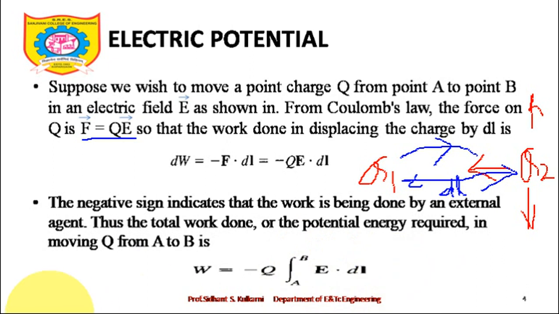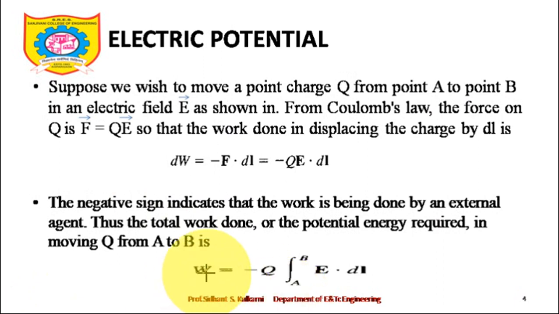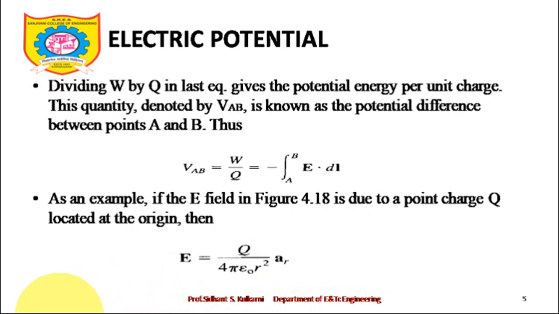Now, what next do I need to calculate? In the previous step we have W is equal to minus q times the integral from A to B of E bar dot dl bar. If I take this q to the denominator, it becomes W by Q. So W by Q is equal to minus the integral from A to B of E bar dot dl bar. That's what we did here. So dividing W by Q in the last equation gives the potential energy per unit charge.